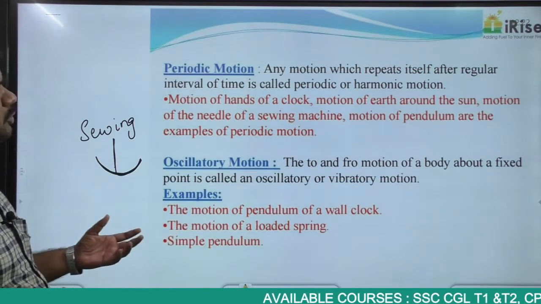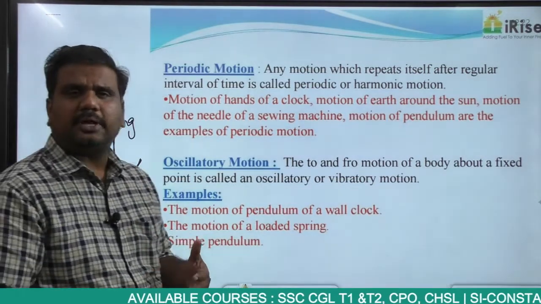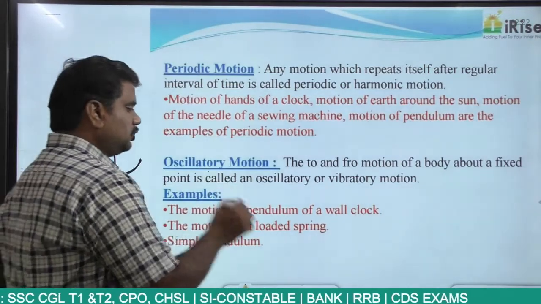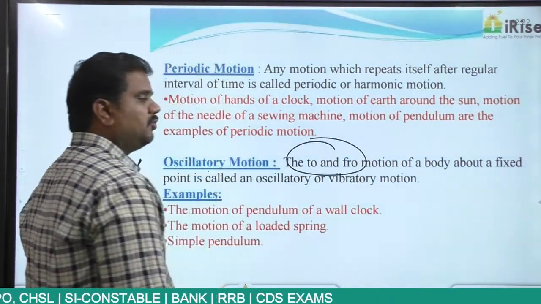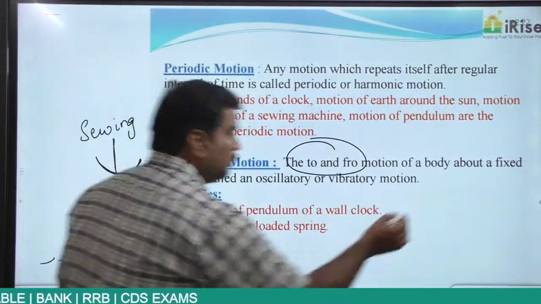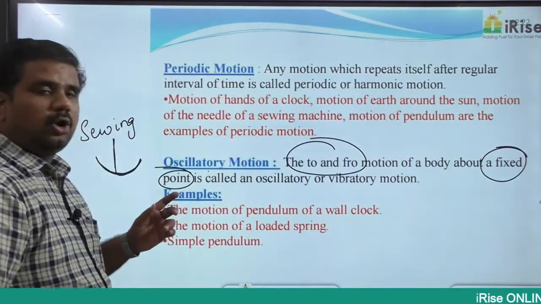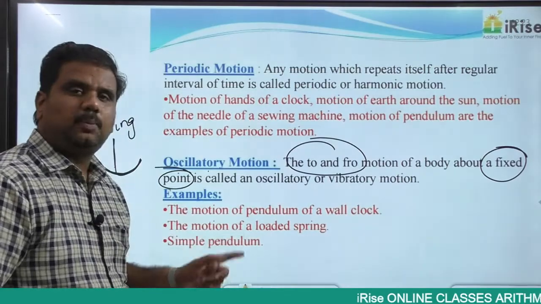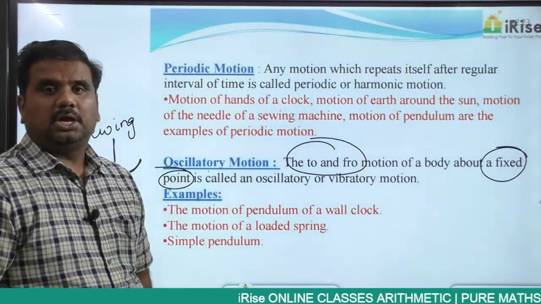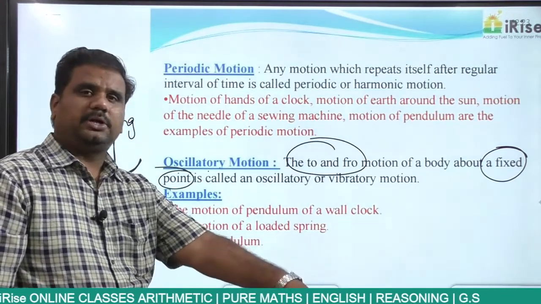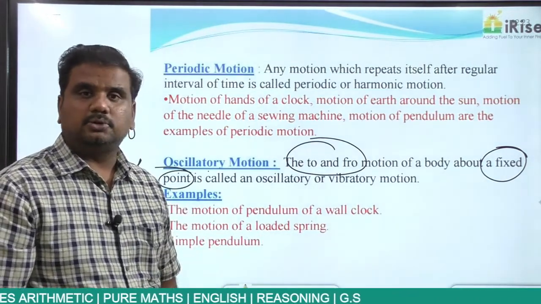So when talking about motion, it can be of different types. One is periodic, the other one is oscillatory. In the case of oscillatory motion, you're talking about to and fro motion between two fixed points. As long as an object is moving between two fixed points, you call it an oscillatory motion. If it is moving in a continuous circular path, you call it a rotatory motion, or a circular motion.